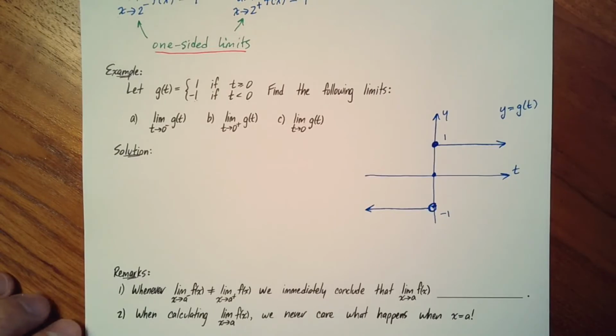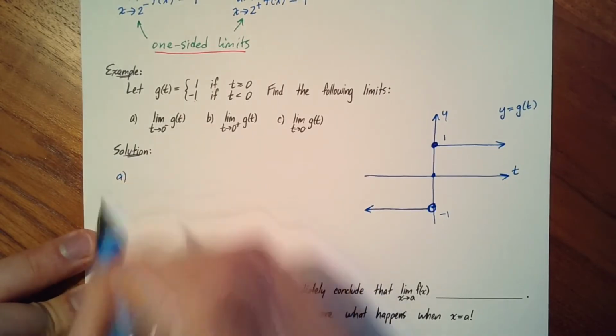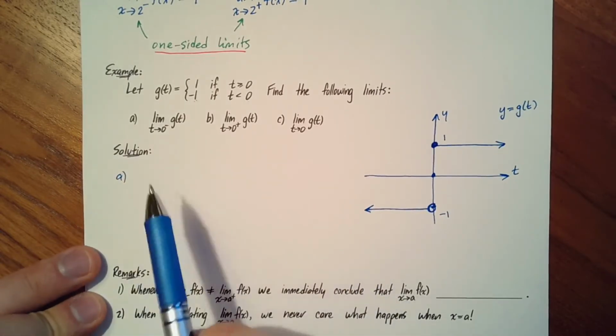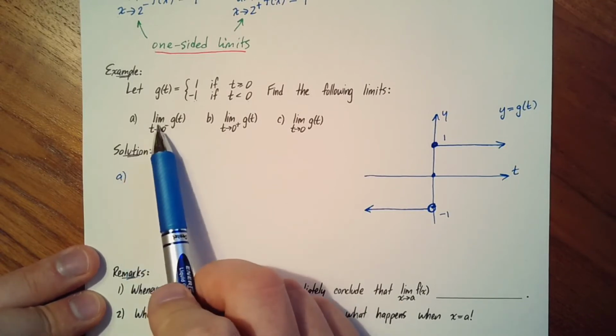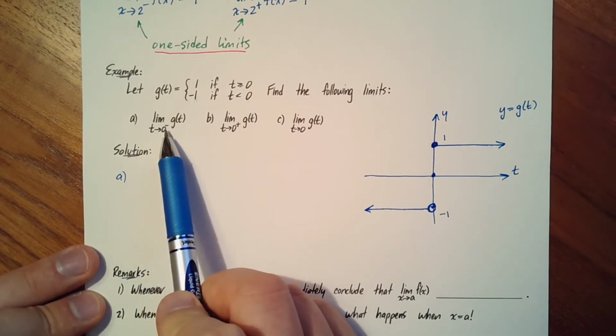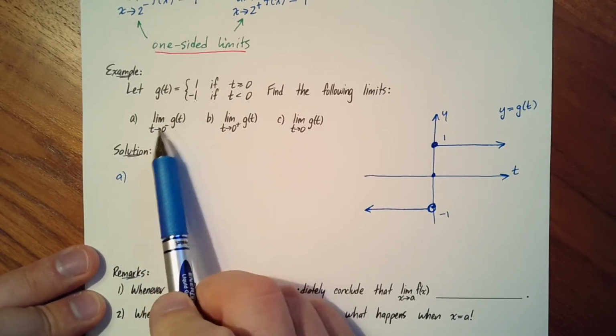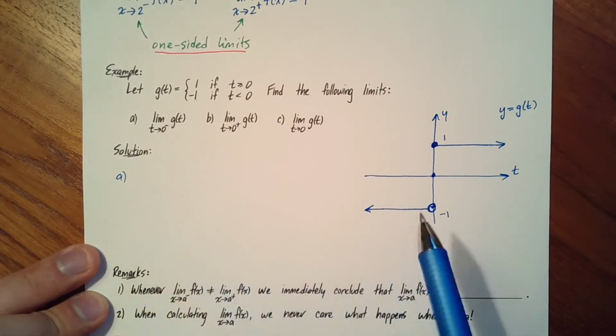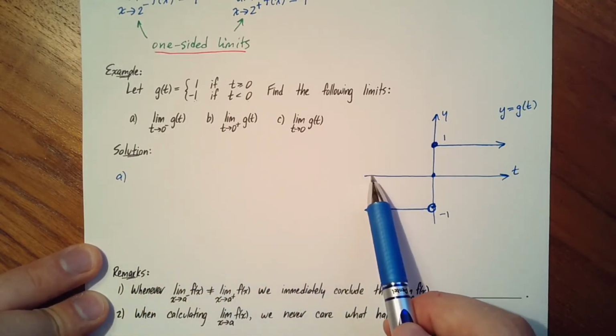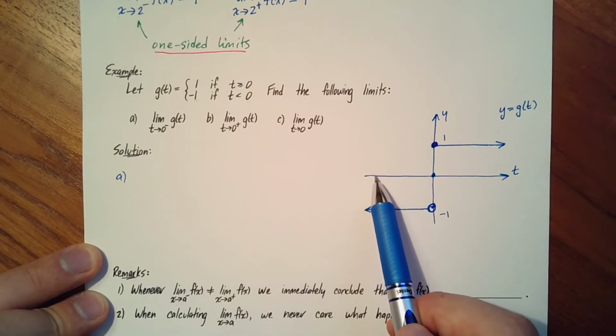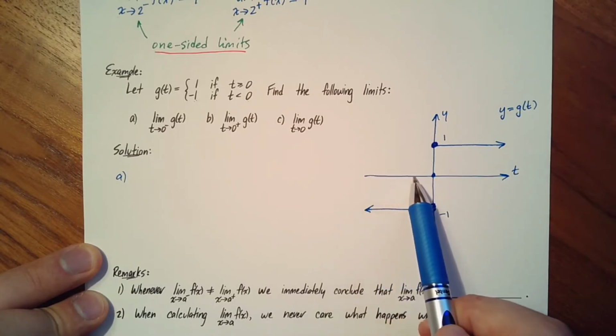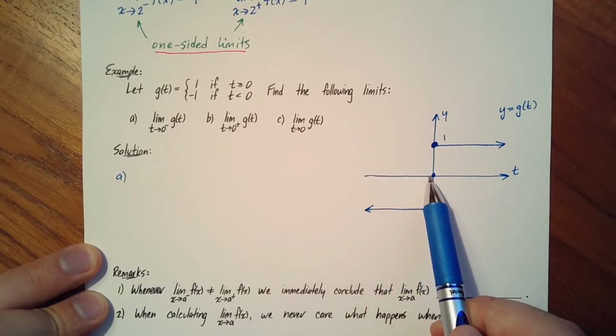Okay, so let's work out the limits then. For part A, here's how you can do this. You want to find the limit as t approaches 0 from the left of the function g of t. So start with t approaching 0 from the left. Just on the t-axis with your pen or pencil, trace the t-axis and approach 0 from the left. And you get this path right here.